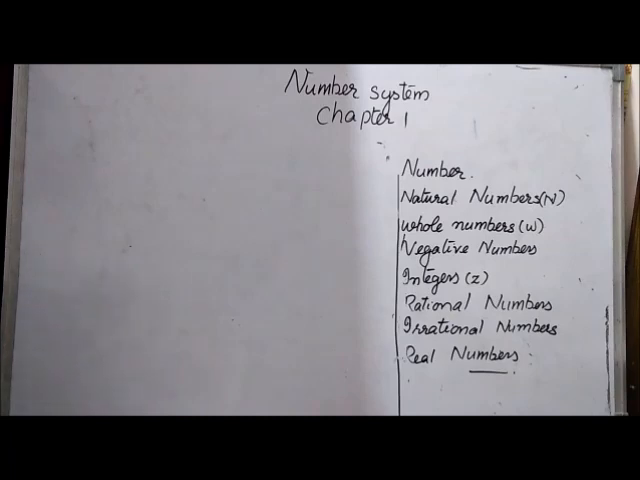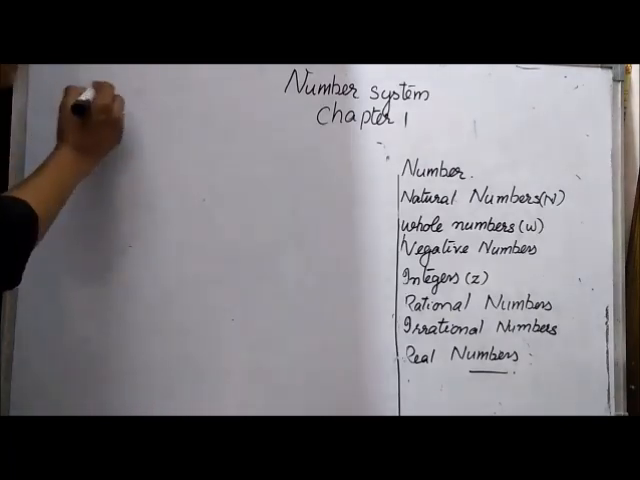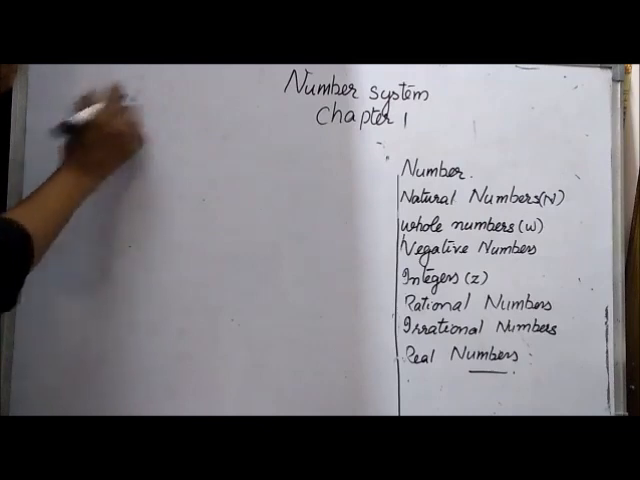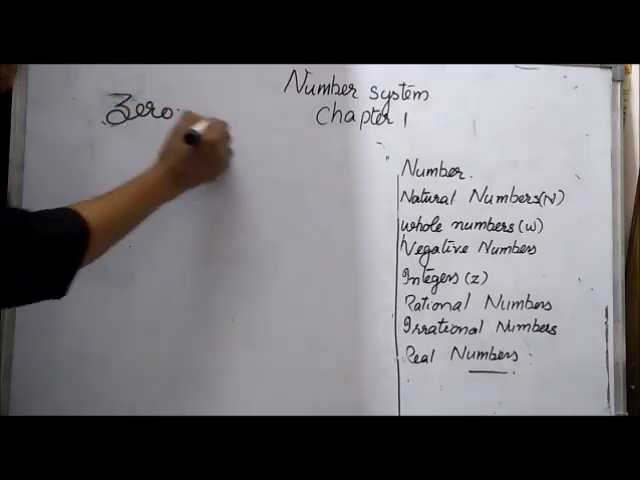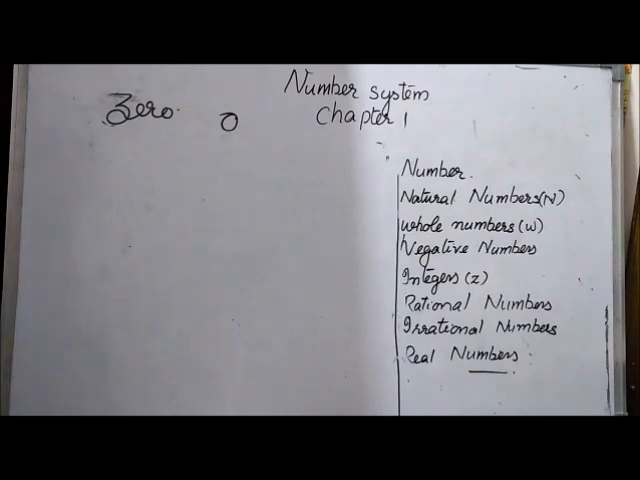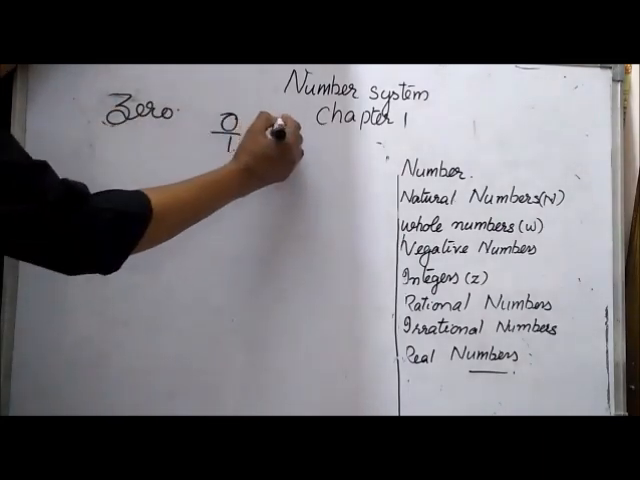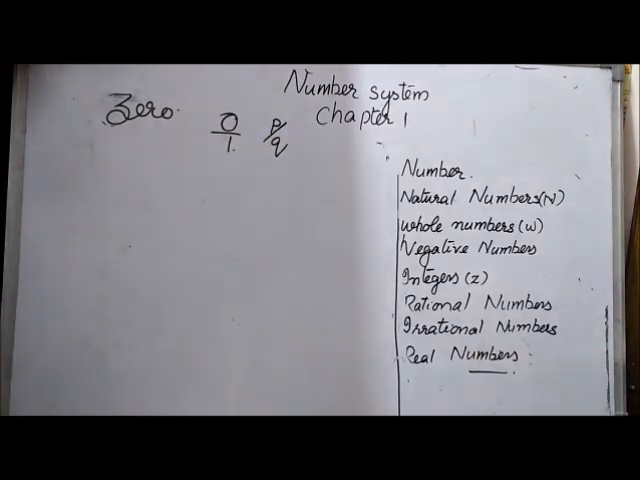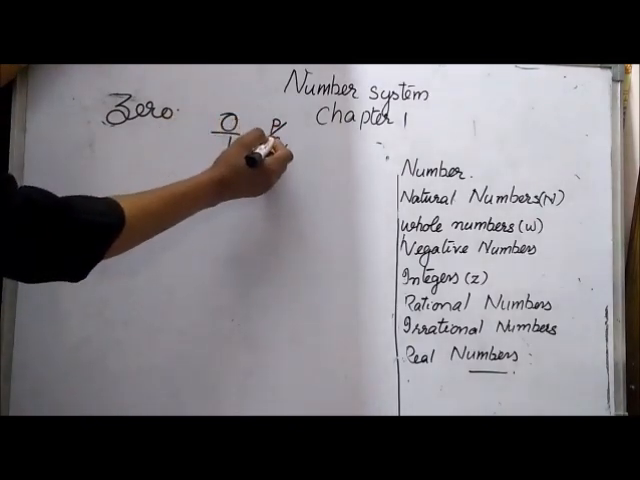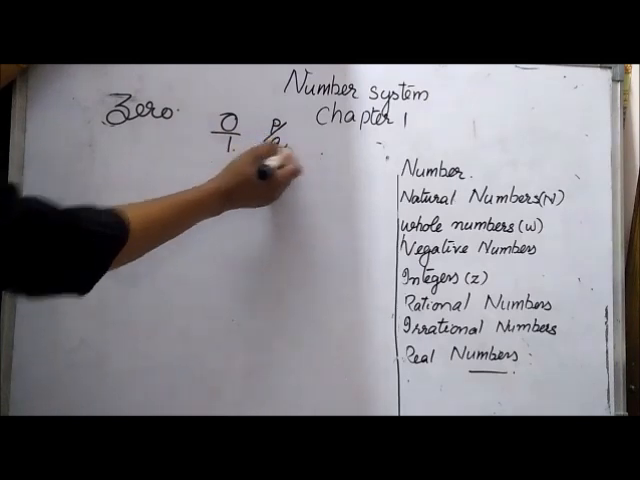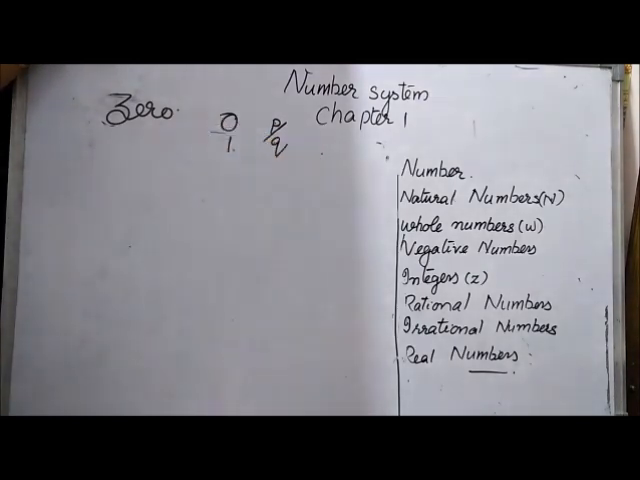Now a question arises: is 0 a rational number? Yes, it is a rational number because 0 can be written as 0 by 1. That means it can be written in the form p by q, where p equals 0 and q equals 1. A rational number should be written in the form p by q, where q is not equal to 0. Here q is 1, so it is a rational number.